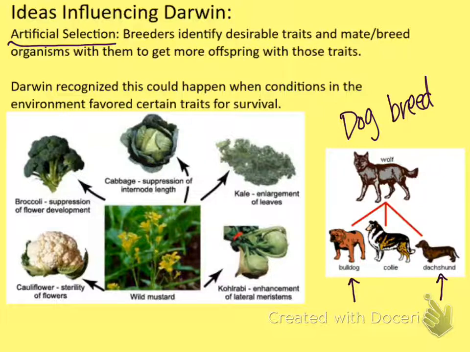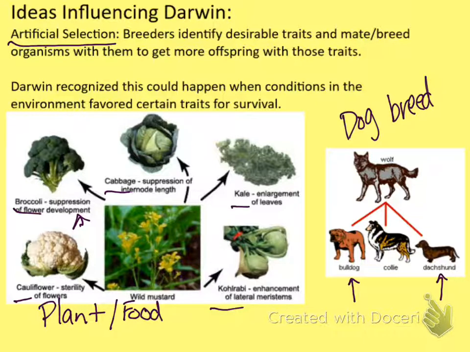Now, dogs are a very common example of artificial selection, but there are a lot of plant and food-based items that have happened this way as well. You might be surprised to know that many vegetables are actually modifications of wild mustard. So cauliflower, broccoli, cabbage, kale, and kohlrabi are all parts of an original common ancestor with wild mustard.